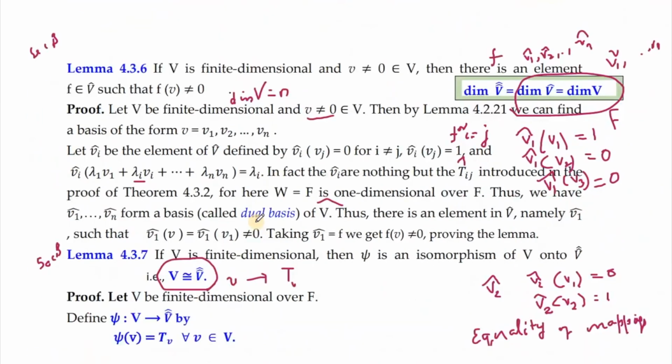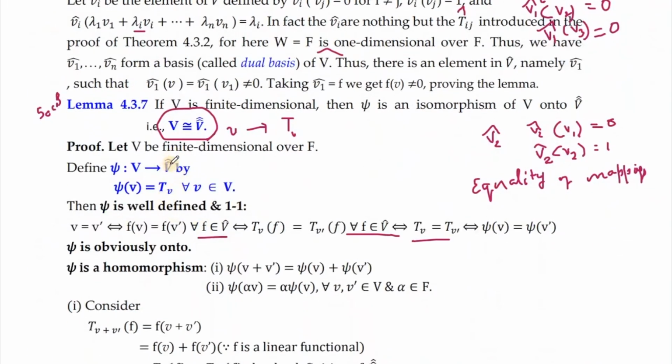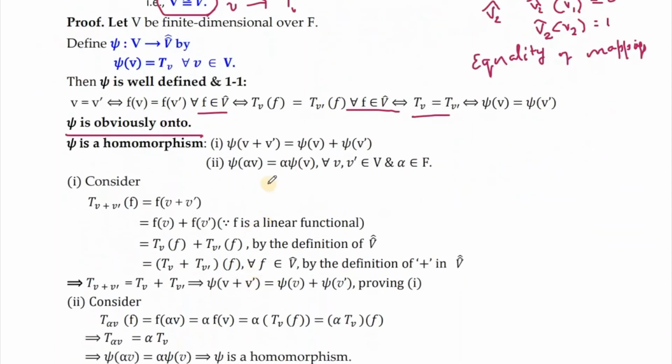It is the set of all TVs. So the elements in V double cap are what you have written on the right side. If they are the same, psi is obviously onto. To prove homomorphism, we have to check two conditions, one with respect to addition, the other with respect to scalar multiplication. With this we cannot proceed directly, because T suffix V plus V prime is a mapping, and unless it acts on some element, it does not have any meaning.